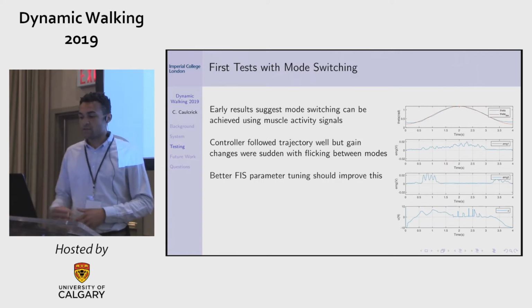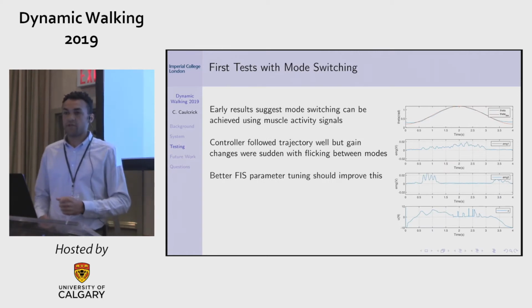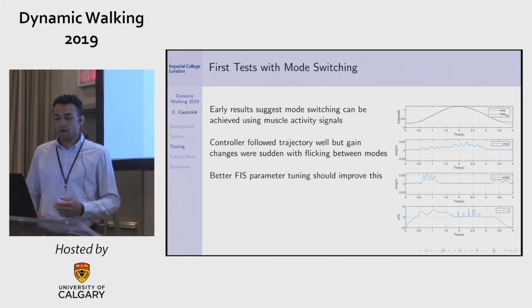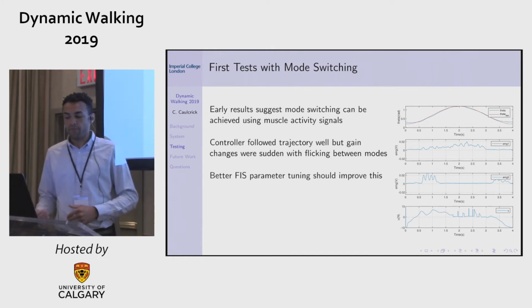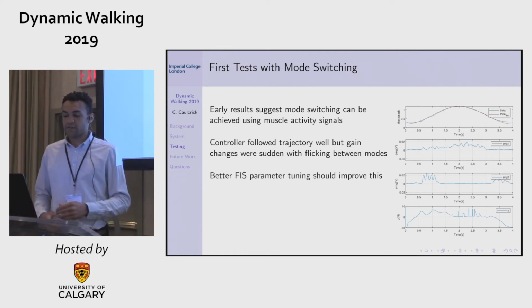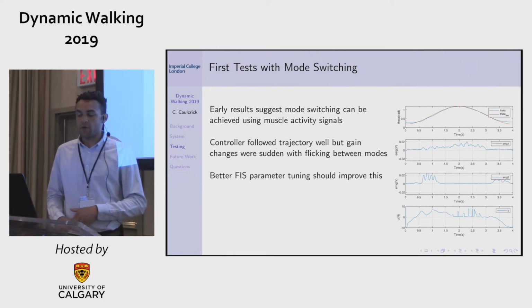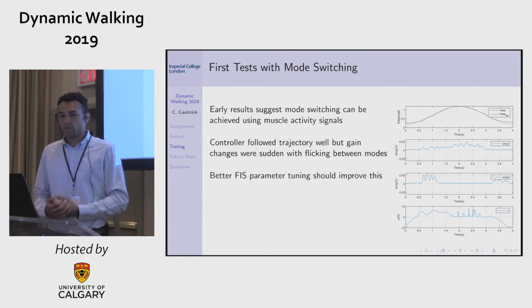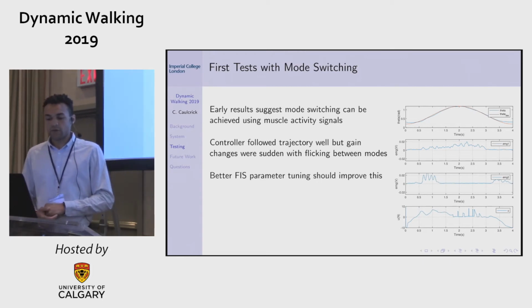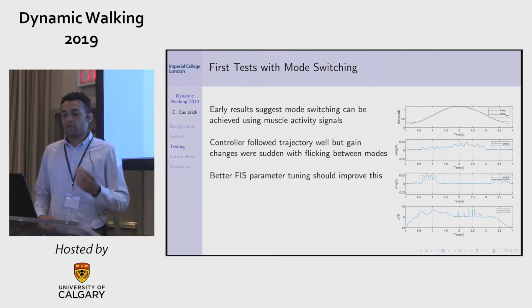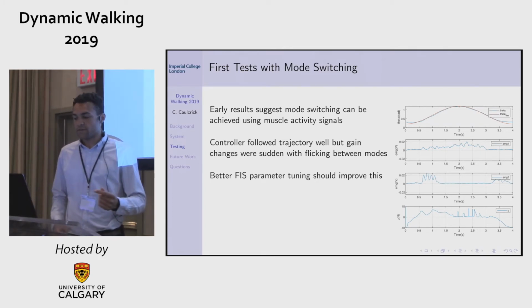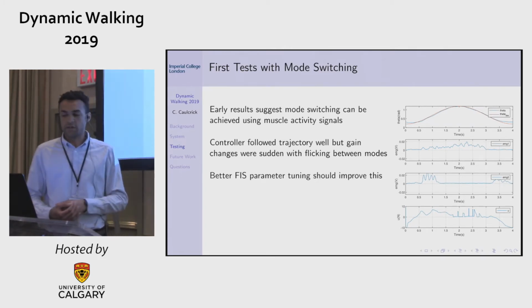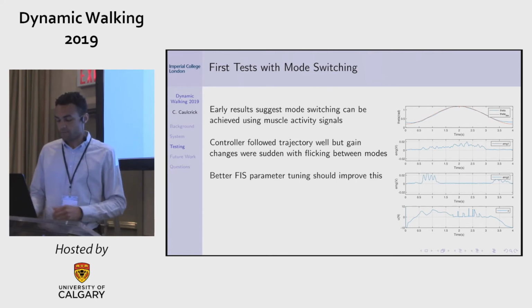Early results suggest that mode switching can be achieved using these muscle activity signals. The controller followed the trajectory well, but the gain changes here were sudden when flicking between modes. This isn't the behavior we were hoping for, so we want to improve this by further tuning our fuzzy inference system parameters, and hopefully we'll be able to achieve smooth mode switching in the future.